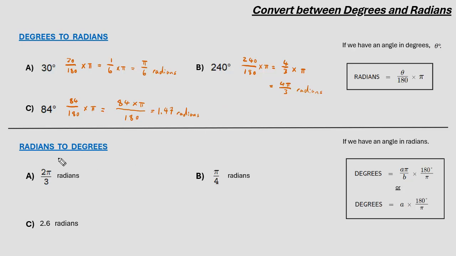Now, converting from radians to degrees, we again have a standard sum that we can use, depending on what form the radians angle is given to us in. So we can start out with example A. We have 2 pi over 3. If we look over, we multiply this by 180 degrees over pi.